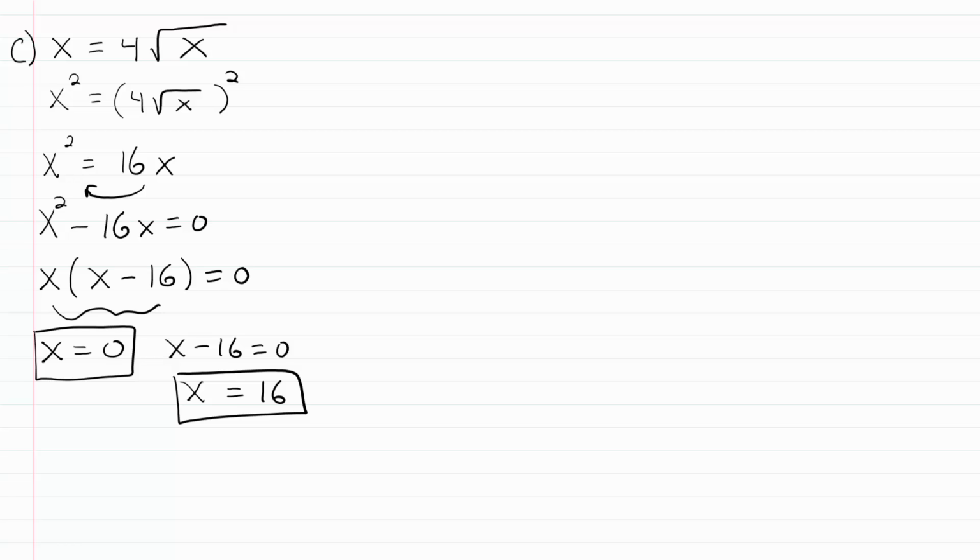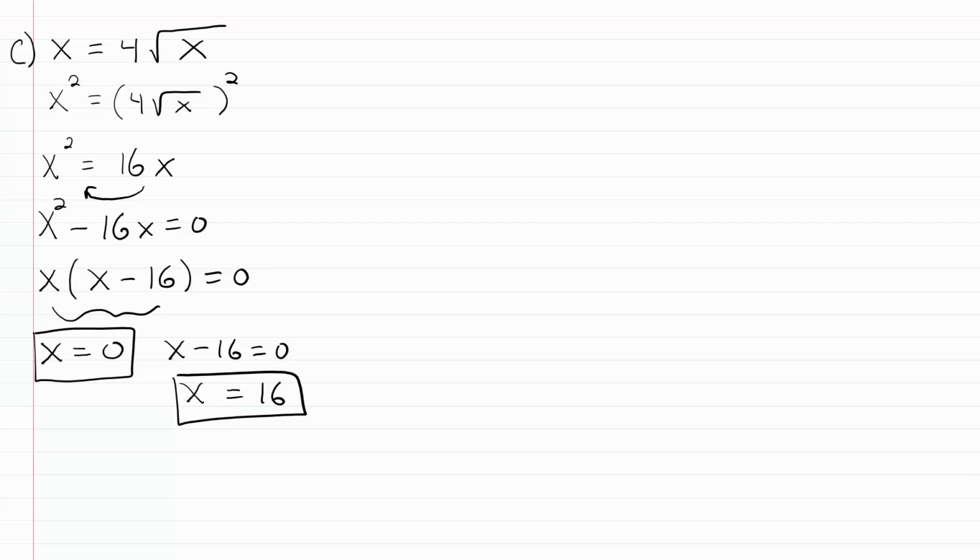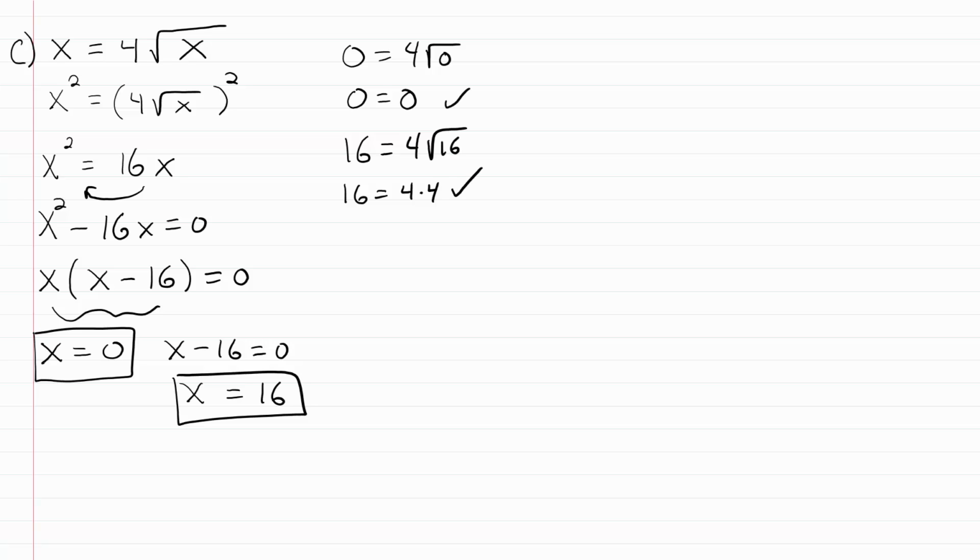So again, whenever you square both sides of the equation, you might introduce answers that don't actually work in the original equation. So let's go ahead and check our answer to see if it actually works. We're going to plug 0 into both sides. We'll get 0 is equal to 4 times the square root of 0. That is indeed a valid solution. And then if we try plugging 16, we'll have 16 is equal to 4 times the square root of 16, which is 4. So 16 equals 4 times 4 is also a valid statement. So this means both of our solutions check out. So they're both answers to the equation.